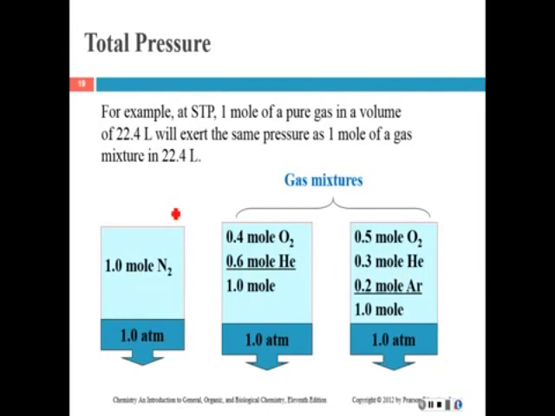Now this diagram kind of shows you the same thing. We're at STP. We have 1 mole of pure gas in a volume of 22.4 liters. It will exert the same pressure as 1 mole of a gas in a mixture. So see how we have here 1 mole of nitrogen, 1 atmosphere pressure. They put different numbers of moles of gases, but the total was 1 mole. You still get the same total pressure. So the pressure that we get from a mixture doesn't depend on the particular gases that we have in the mixture. It's only the pressures of those gases.